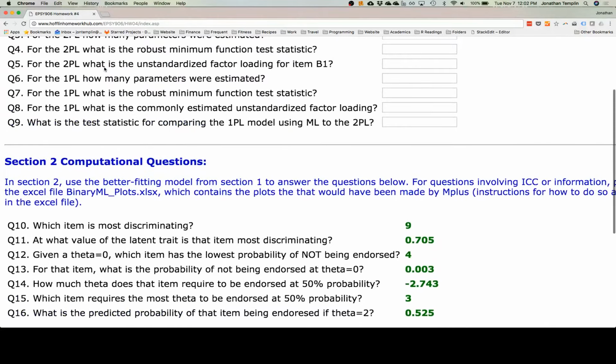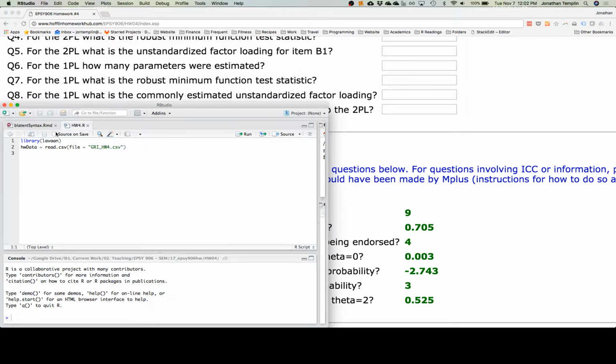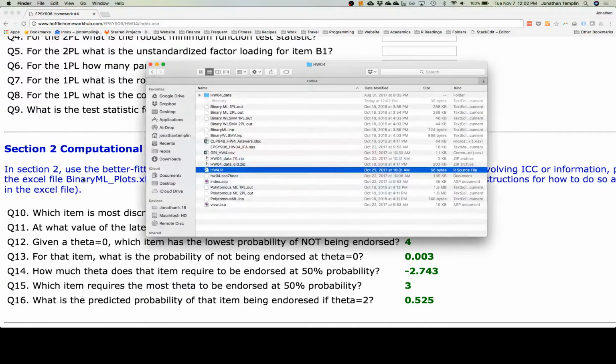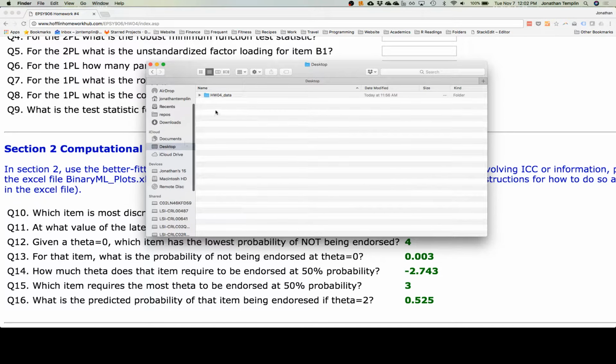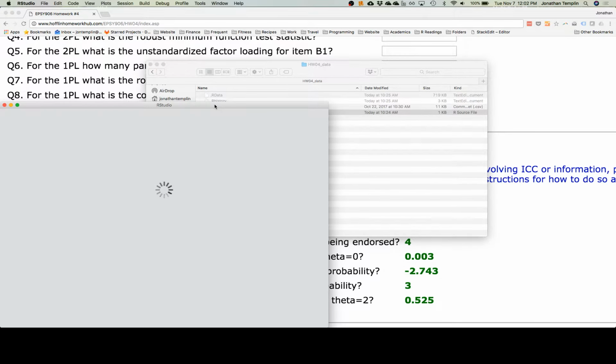Particularly for the 2PL and the 1PL for the binary items. Are you kidding me? Did that not load? Oh, come on now. Never mind, I did load. I know where it is. I'm looking in the wrong place. There it is. Okay, so sorry, I'm looking at my screen.